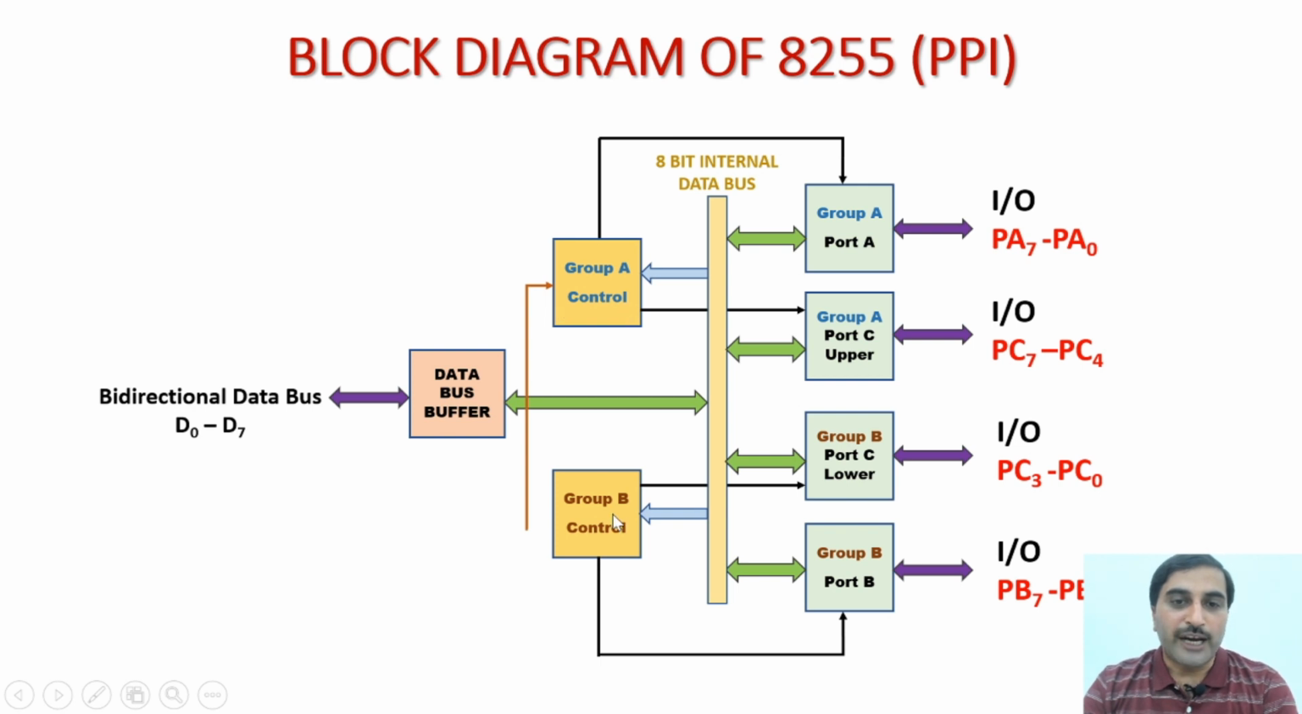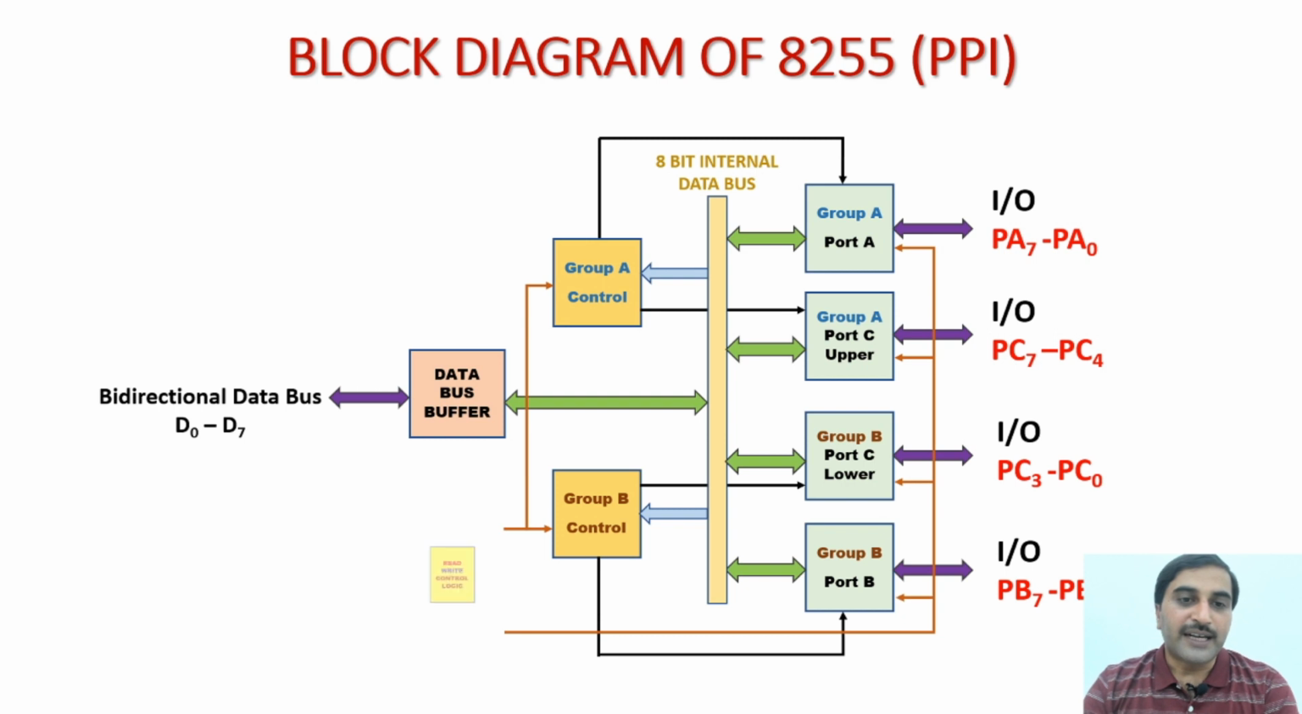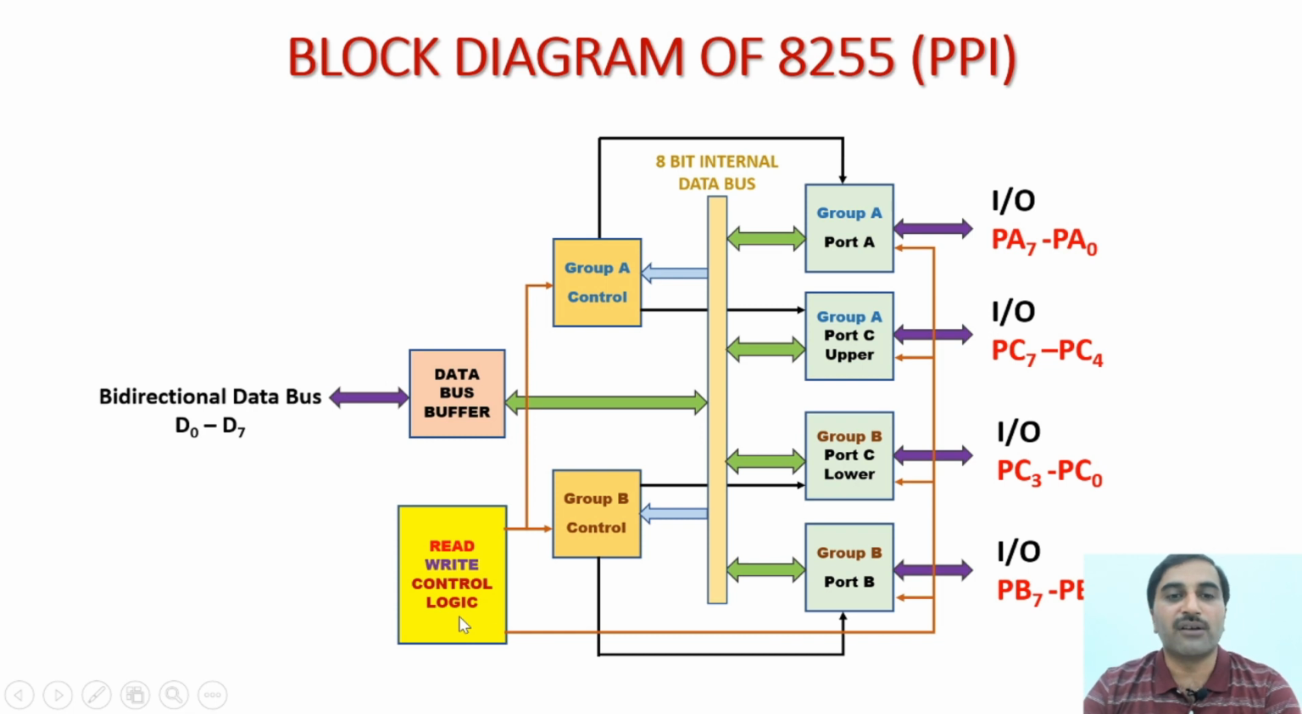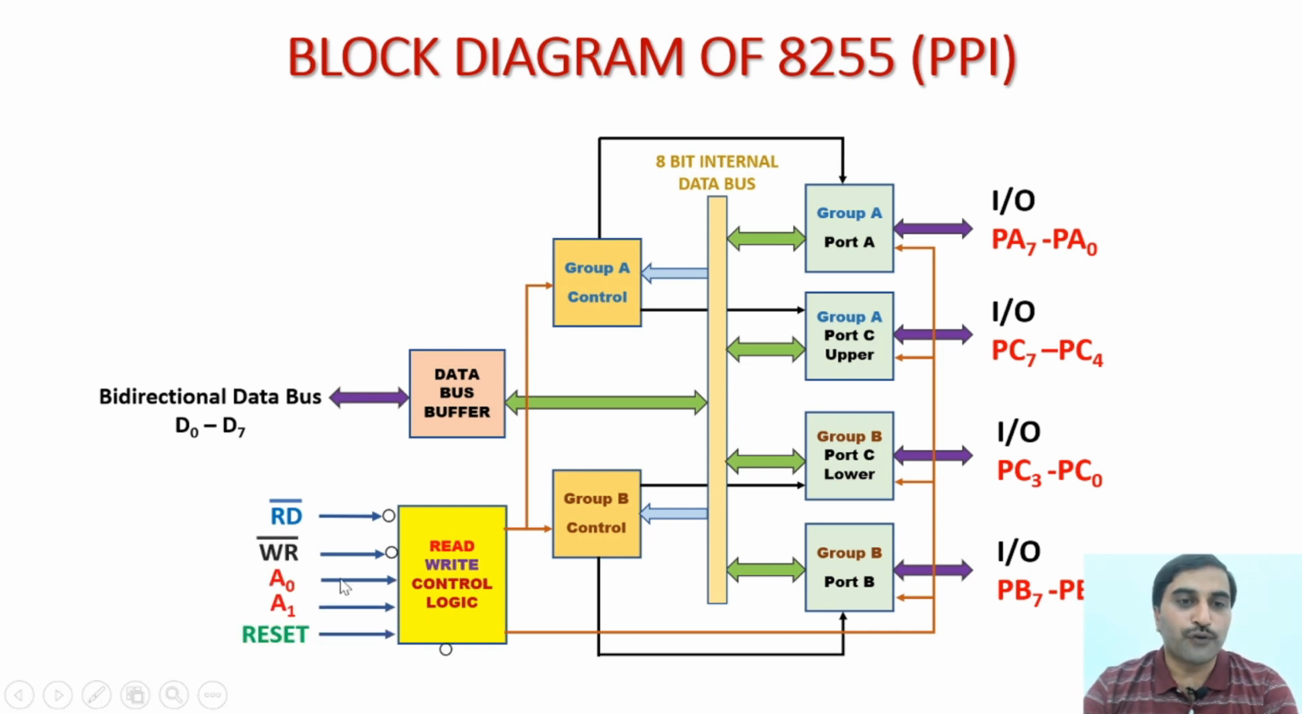Group A control and group B controls are connected to the read-write control logic. You can see here this connection is with group B control and this connection is with group A control, as well as the connection of read-write control logic is also there with all the ports of the 8255. Already we have discussed that this read-write control logic have many types of controlling signals which are used for the controlling of the overall 8255.